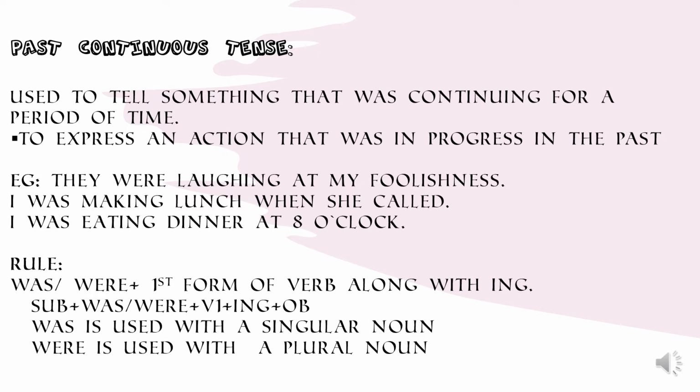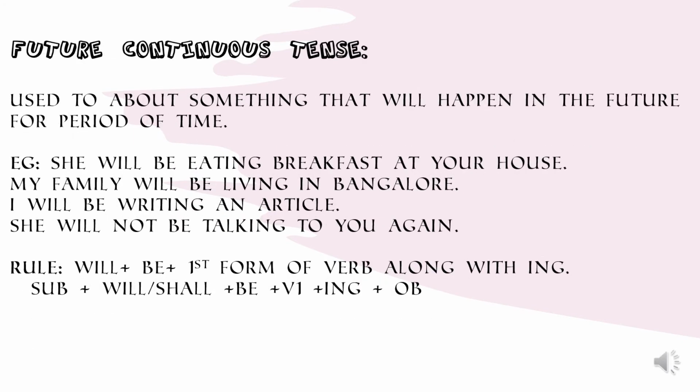Understand? Rules, was or were plus the first form of the verb along with ing. With the help of subject plus was or were plus verb first form plus ing plus object. Remember that was is used with the singular noun, were is used with the plural noun. Okay? Got it? Now comes future continuous tense. Future continuous tense is used to talk about something that will happen in the future for a period of time. Example, she will be eating breakfast at your house.